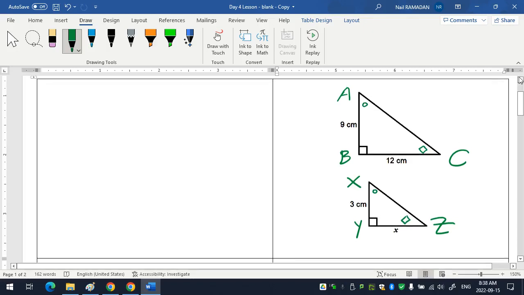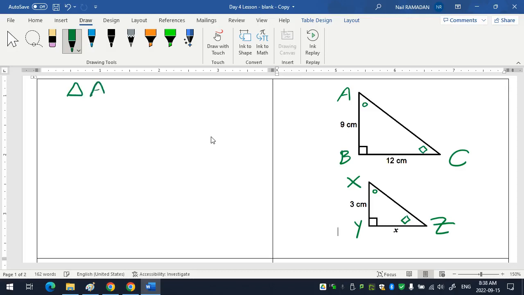Does anyone know what I mean by similarity statement? Like the mathematical statement that tells me they are similar. Haley? Triangle. Perfect. So my similarity statement would be triangle. Okay, you go ahead. Choose. What do you want? ABC. Keep going. The squiggly line, the wavy line.